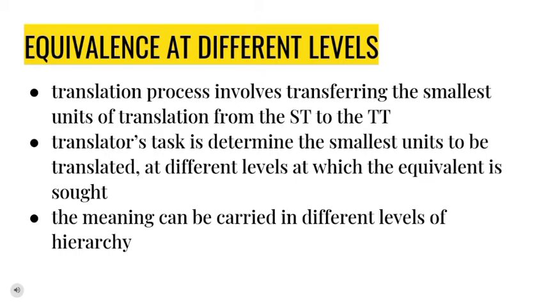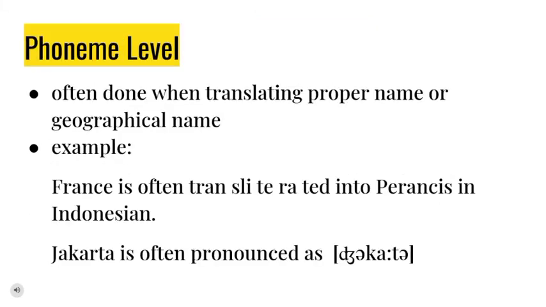Translation process involves transferring the smallest unit of translation from the source text to the target text. The translator's task is to determine the smallest unit to be translated at the different levels at which the equivalent is solved. Then the meaning can be carried in the different levels of hierarchy. There is the hierarchy. The first is phoneme level. Phoneme level is often done when translating proper names or geographical names.